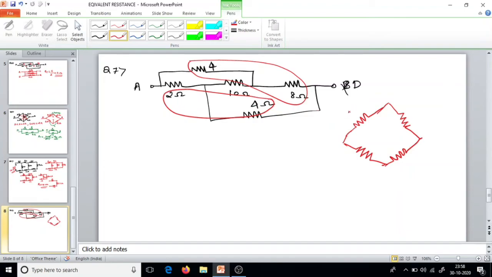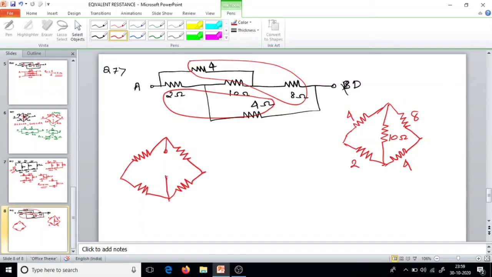4 ohm, 4 ohm, 2 ohm, 8 ohm, because when I multiply, I should get equal values. And here is the 10 ohm resistor, and this is the 10 ohm resistor. Now, if you multiply these two values, you'll get 16. This also 16. So it is a balanced Wheatstone bridge. So for a balanced Wheatstone bridge, we can remove this resistor, so it is open.